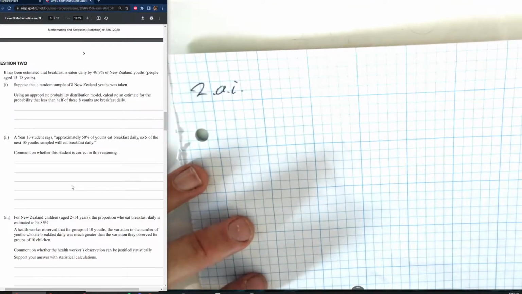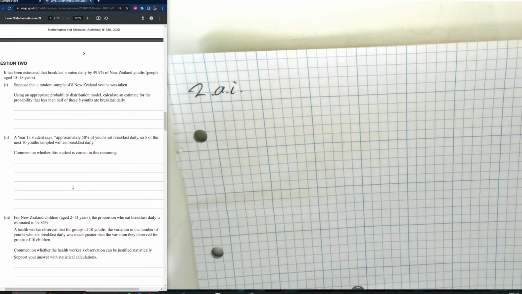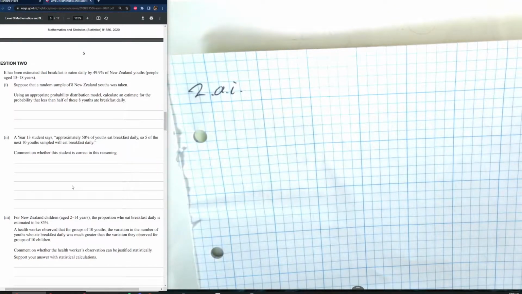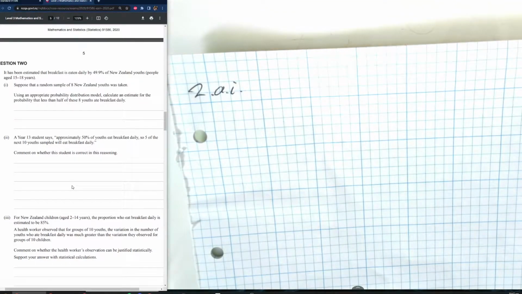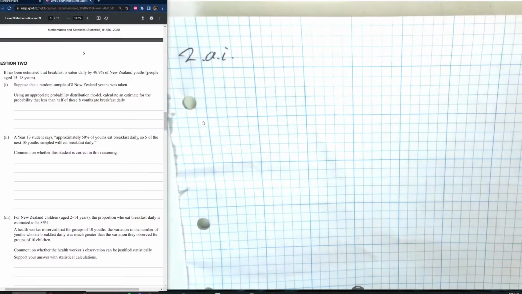It has been estimated that breakfast is eaten daily by 49.9% of New Zealand youths. Suppose that a random sample of 8 New Zealand youths was taken. Use an appropriate distribution model, calculate an estimate for the probability that less than half of these 8 youths ate breakfast daily. Okay, so we're going to play the game of what distribution fits.